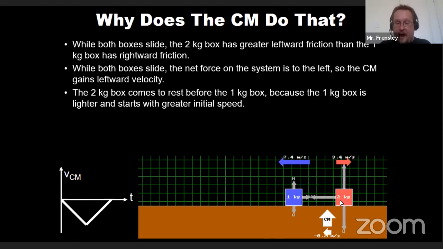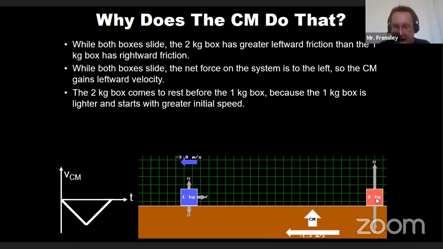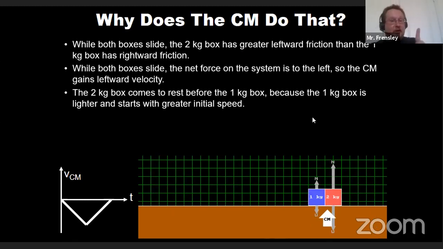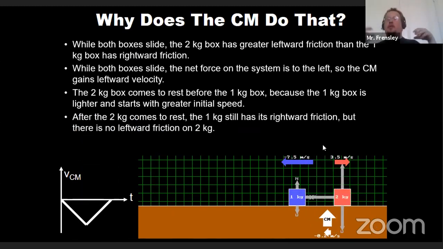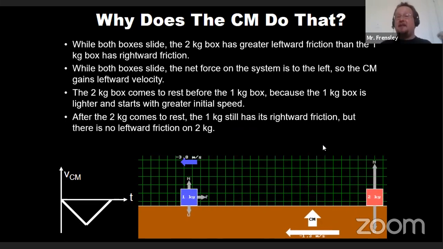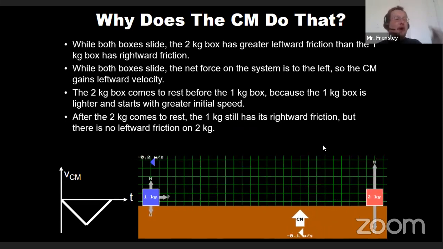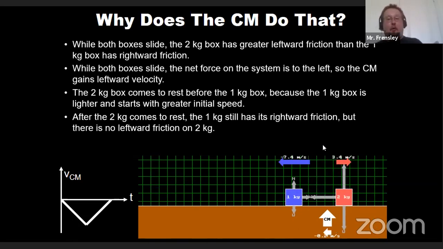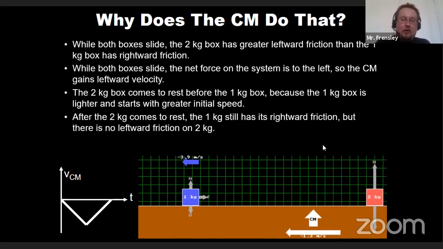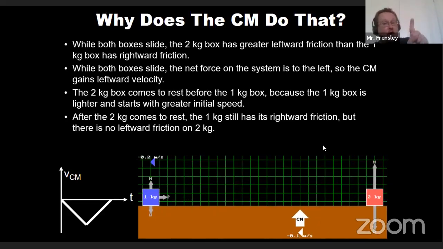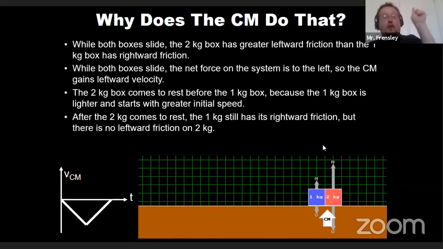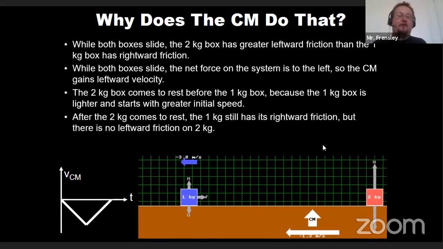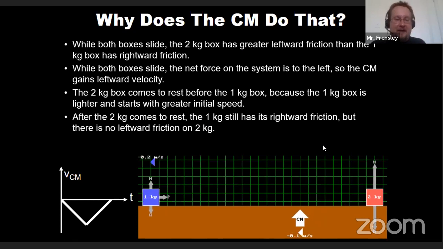It's going to happen right now. So the red's friction turns off, but the blue's friction is still turned on. When the red comes to rest and its leftward friction turns off, the rightward friction on the blue is still turned on for a while, and that rightward force takes away the leftward motion of the center of mass. So we start with a net leftward force, so we gain leftward center of mass motion. We end with a net rightward force. We lose our leftward center of mass motion.